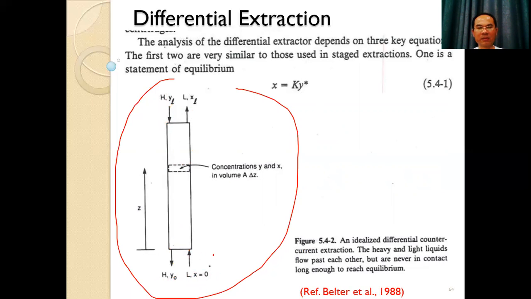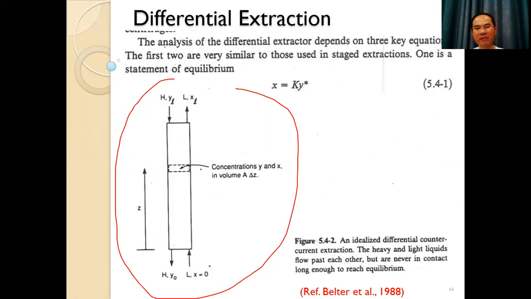X equal to 0. Mostly we feed the light phase pure. So when there is no solute, we call X equal to 0 for that case. Out as XL, as X0. Like this. This is the model of the extraction.